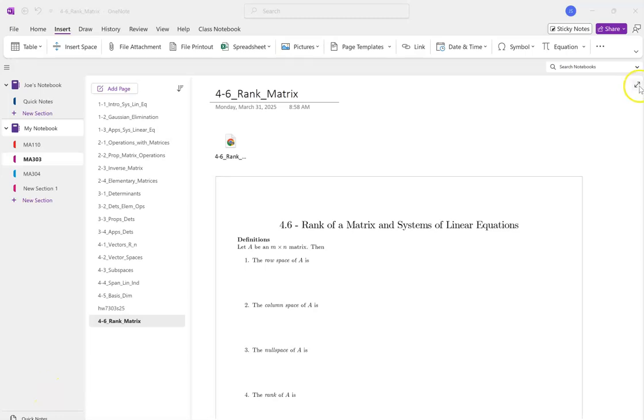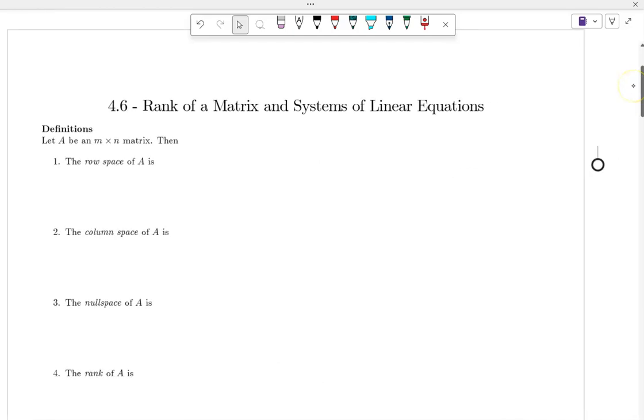Answer key should be posted on Moodle. I think I did that. Feel like I remember doing that over the weekend.